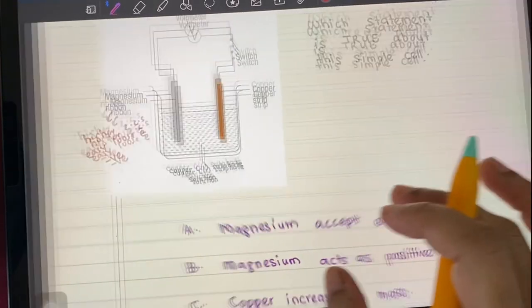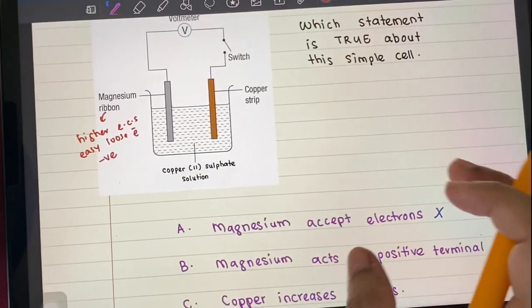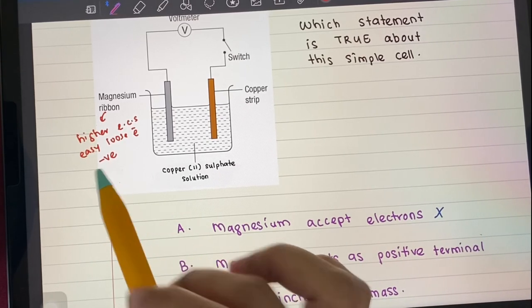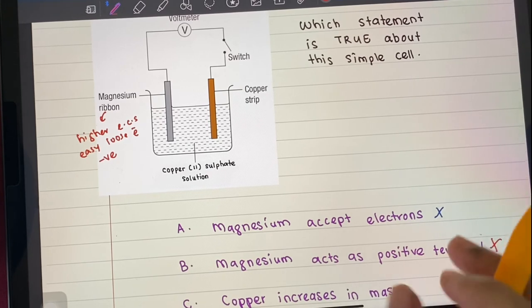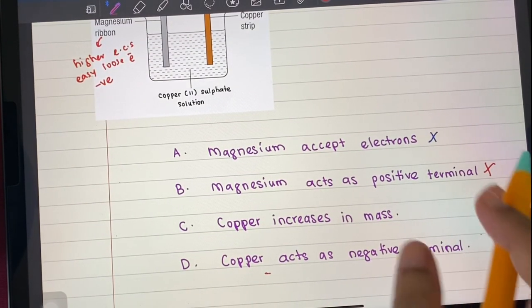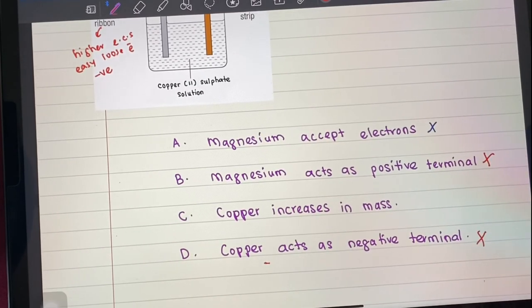That is our marks there. Magnesium accepts electrons? No. Magnesium acts as a positive terminal? No. It is a negative terminal. Copper increases in mass? Wait, copper acts as a negative terminal? Also wrong. So what happened?